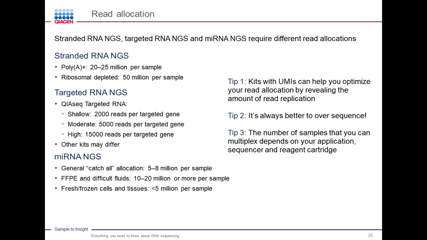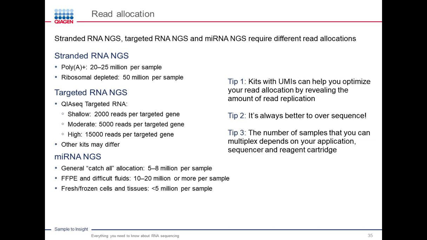Kits with UMIs can help you optimize your read allocation by revealing the amount of read replication. So if you're performing RNA NGS and you're reading every molecule 50 times, that means you're basically over sequencing your sample. And then in subsequent experiments, you can back off of your read allocation per sample and make more efficient use of it.